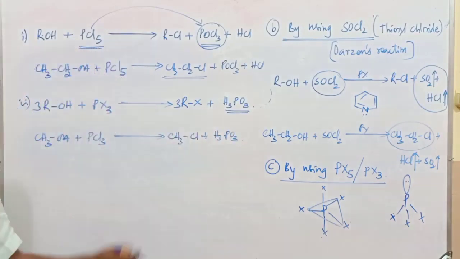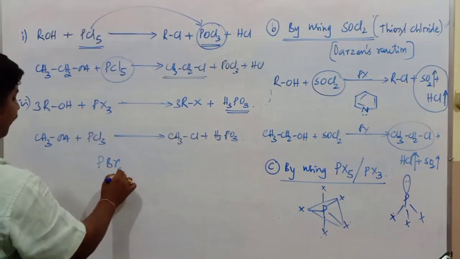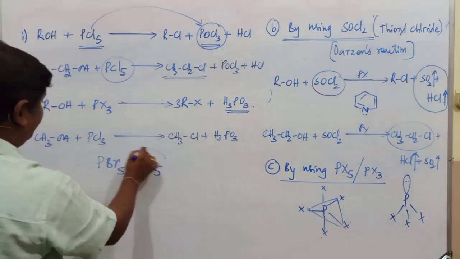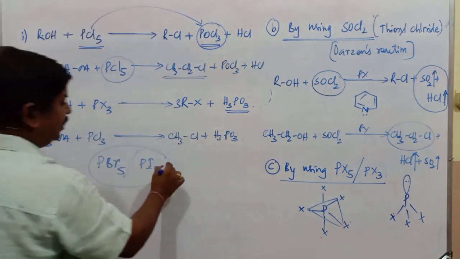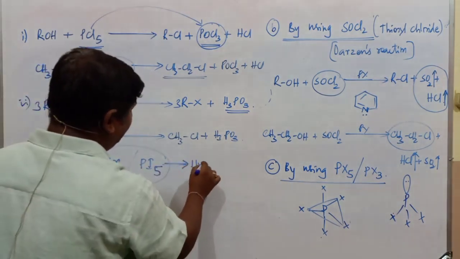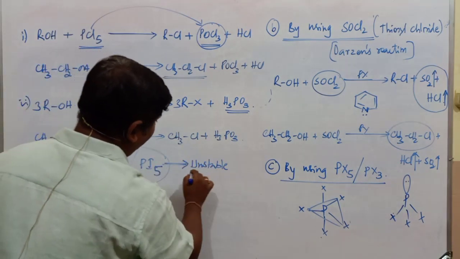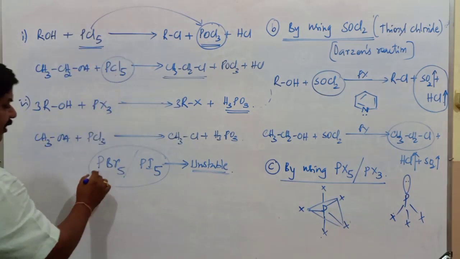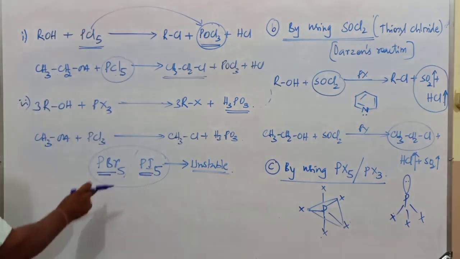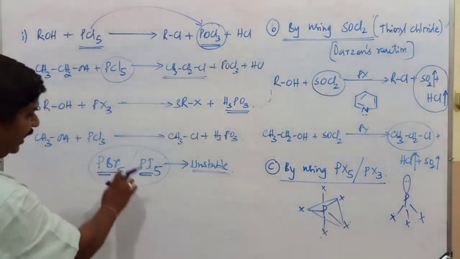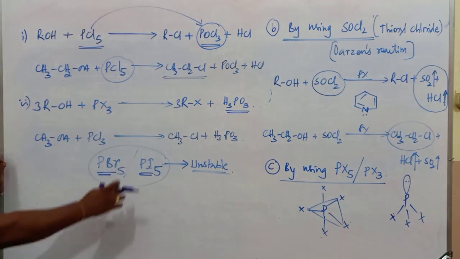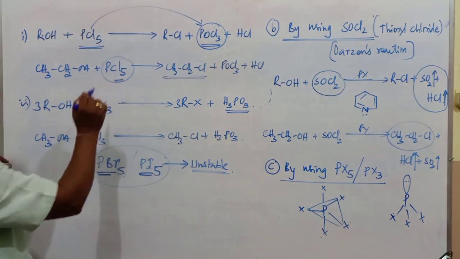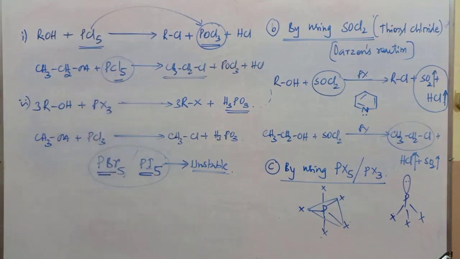What about PBr5 or PI5, whether the reaction takes place or not? This reaction does not take place because these compounds are unstable. Hence, it is necessary to use only PCl5 instead of phosphorus pentabromide and phosphorus pentaiodide. It is mainly because of the larger bromine and iodine atoms. These are unstable compounds. Hence, PCl5 should be commonly used in this reaction.